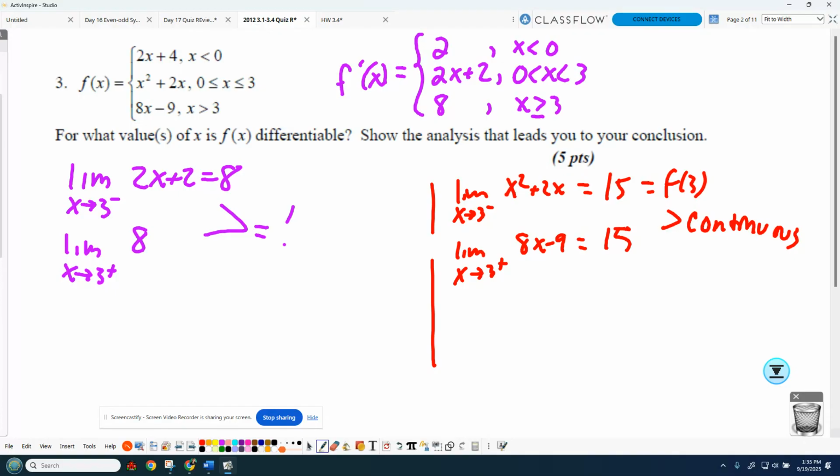Just to piss you off, I'll put it on the other one, it doesn't matter. So it is differentiable at x equals 3. Why? Because it was continuous, and the slopes from both sides came in at the same steepness.